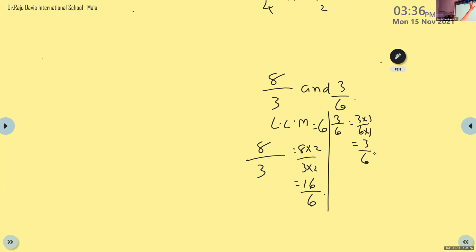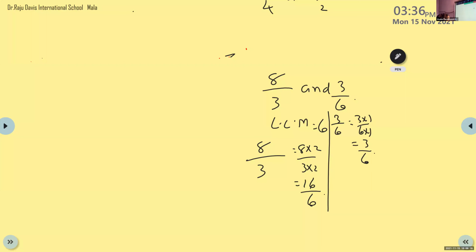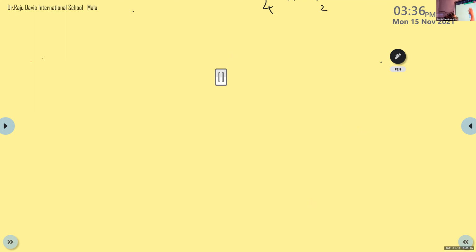Which is larger? 16 by 6 is larger. If you want to add, what you will do? 16 by 6 plus 3 by 6. 16 plus 3 is 19 by 6. You can write it very easily because they are all like fractions. If they are like fractions, you can add, compare or subtract.